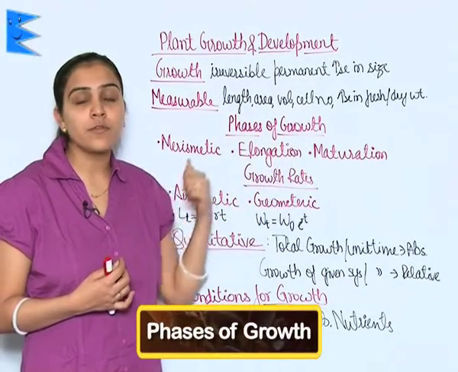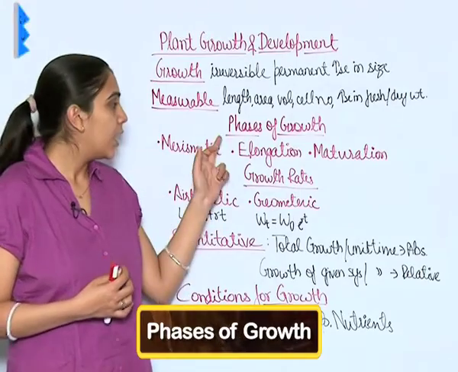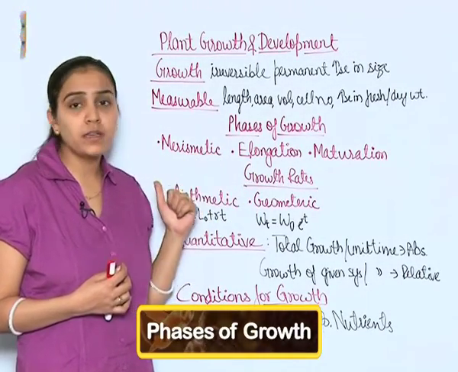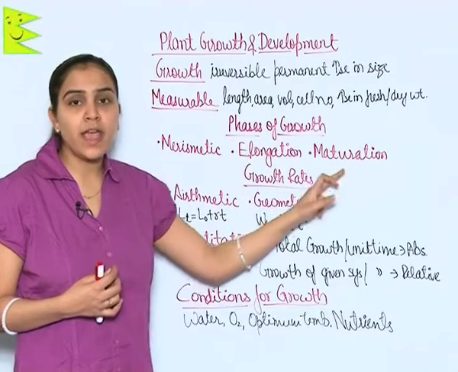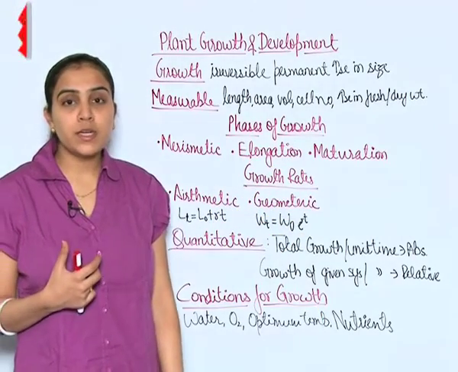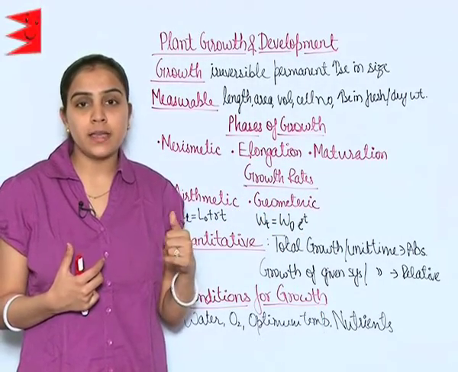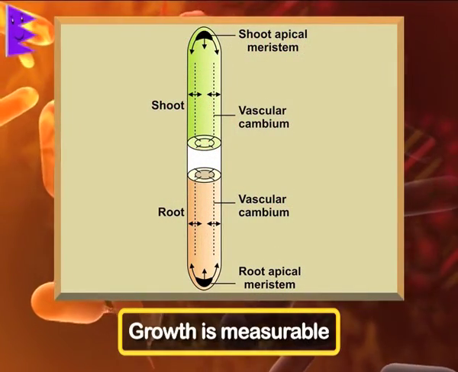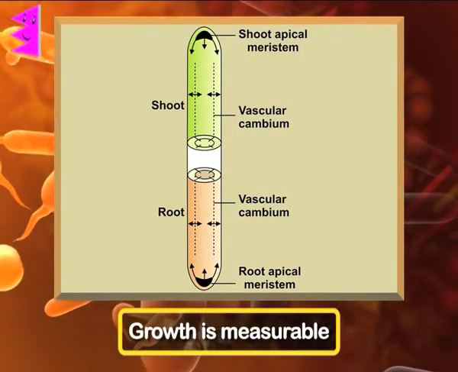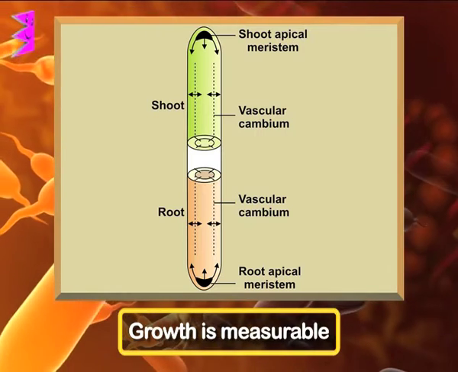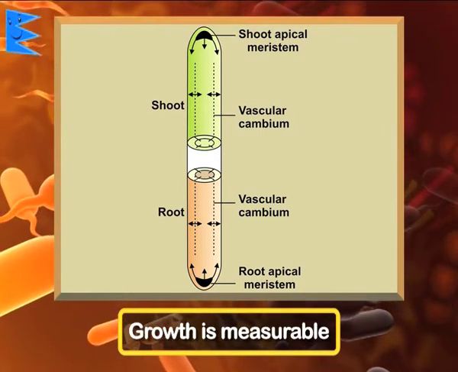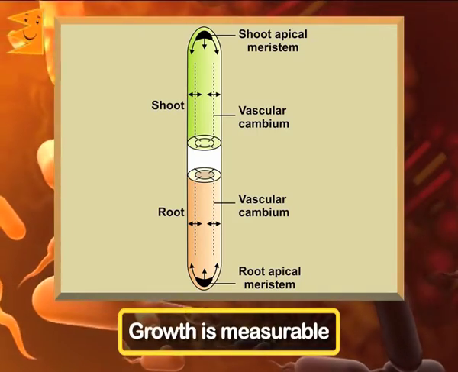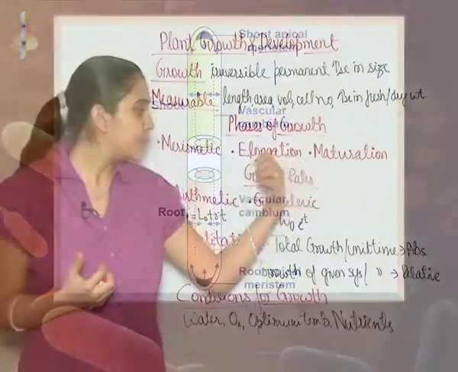Various phases of plant growth. Various phases of plant growth are meristematic growth, elongation, and maturation. Meristematic growth: as you can see in the diagram, meristematic tissues are usually found in the root or shoot apex, and how cambium is formed, how it divides, and further it generates new cells which leads to growth of the plant.